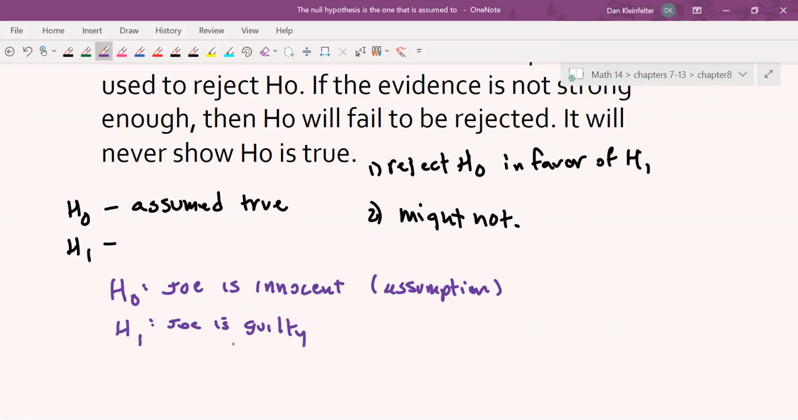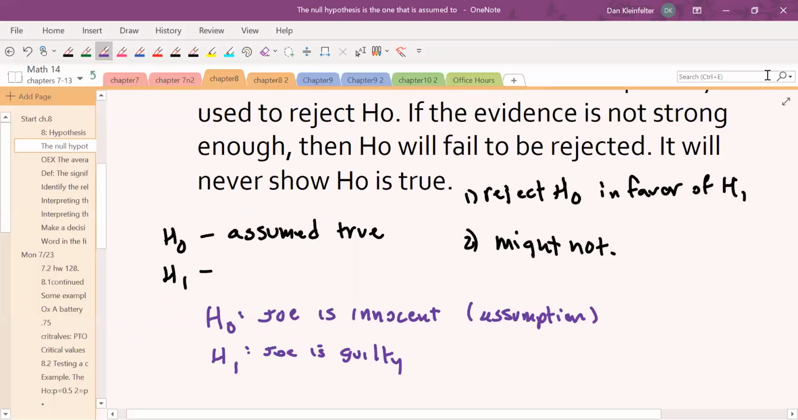Okay, if there's not enough evidence to say Joe did it, that doesn't mean that he didn't do it. It just means that we aren't able to prove that he did. So that's basically the way the process is going to go here. We'll always set up our null hypothesis so that that's what we're assuming to be true. And then the alternative, we don't know if it's true or not. The sample data may cause us to reject the null hypothesis in favor of the alternative, but the sample data will never show that the null hypothesis is true.